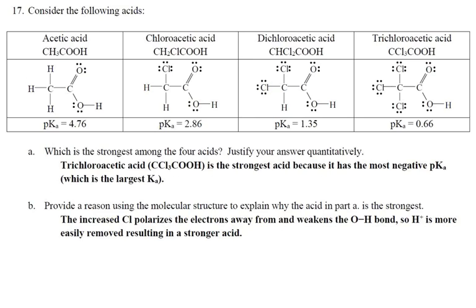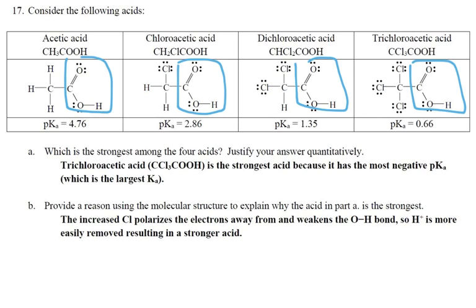Question 17. Now that deals with these acids, and we should stop and look at the acids quickly. Each one of them has a COOH. These are all carboxylic acids, so that part's the same, but what's different is the chlorines. Here's a chlorine hanging on that carbon, and here's 2 chlorines hanging on that carbon. Here's 3 chlorines hanging on that carbon, and the first one has none. So which is the strongest acid of these 4?